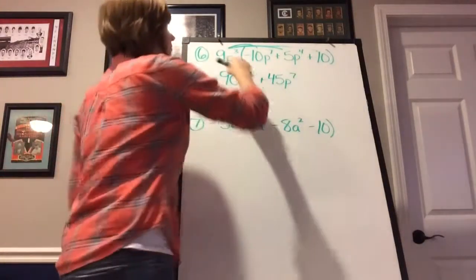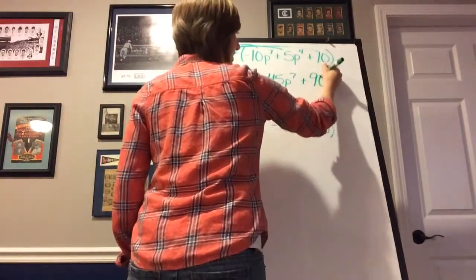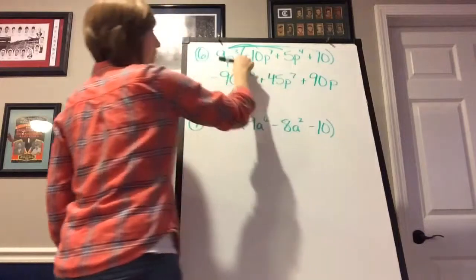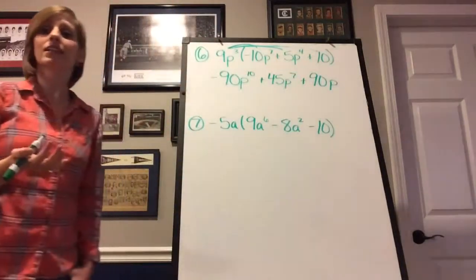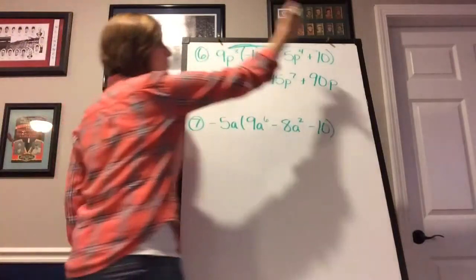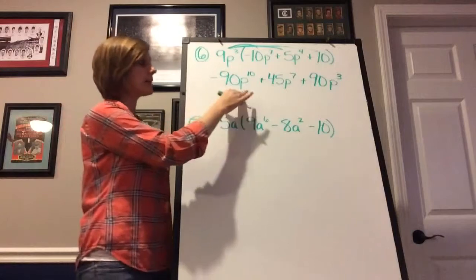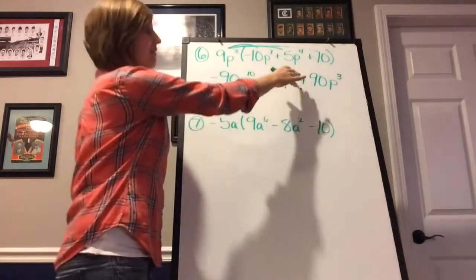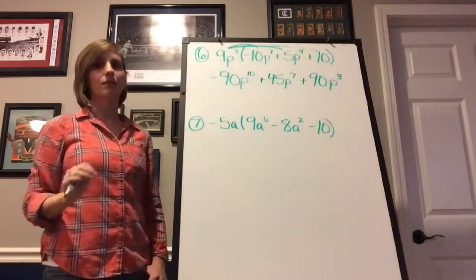And then the last term, multiply 9 times the positive 10, which is positive 90. And then for our variable p to the 3rd, there is no variable with the 10. There's nothing to add to it, so we leave it as p to the 3rd power. So our answer for number 6 is negative 90p to the 10th plus 45p to the 7th plus 90p to the 3rd. And that's it. We're done.